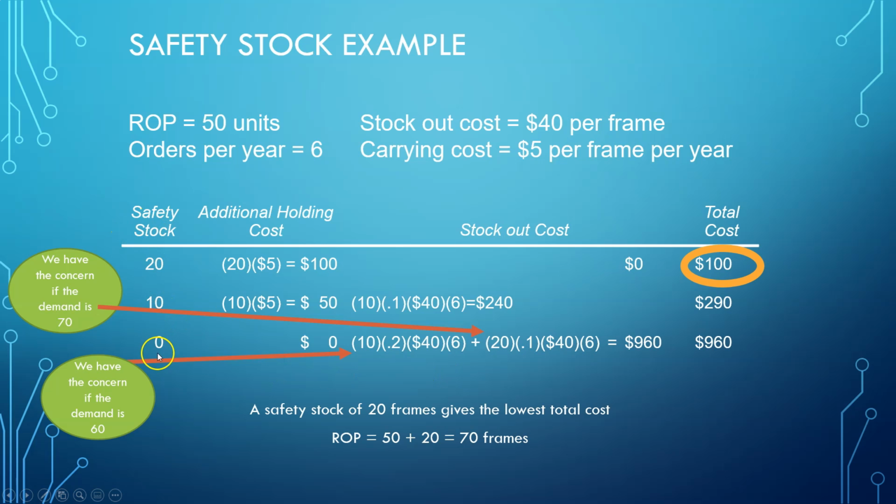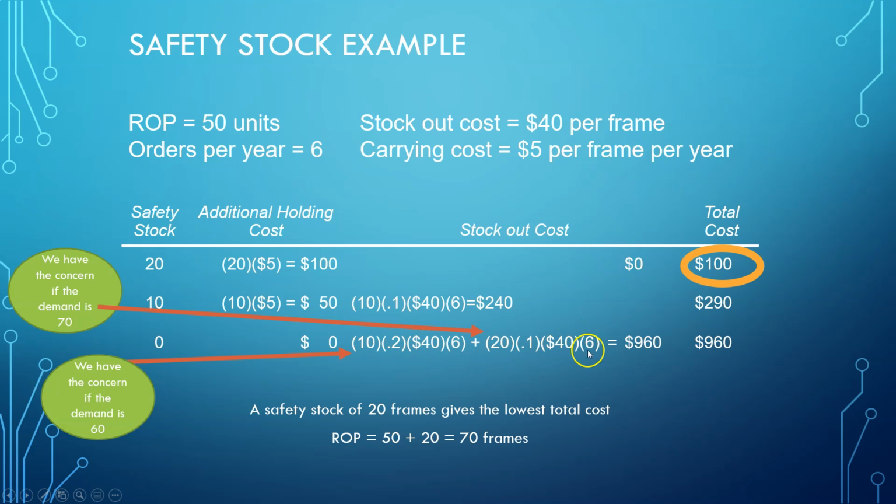If the safety stock is 0, then all we have is the 50. With 50, we have two options: either the demand is 70, which will cause a shortage of 20, or a demand of 60, which will cause a shortage of 10. So when it's 60, 10 multiplied by 0.2 multiplied by the $40 multiplied by 6. When it's 20, it's 0.1 multiplied by 40 multiplied by 6.